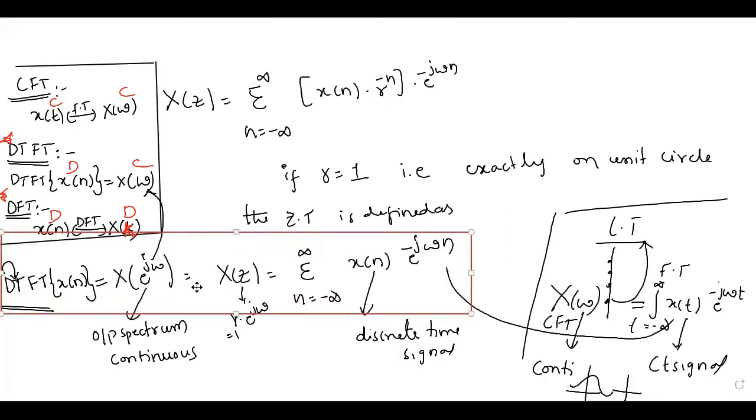X of e power j omega, x of z. It is a function of omega. Simply, sometimes it is written as x of omega only. X of n into e power minus j omega. You can compare these two relations.